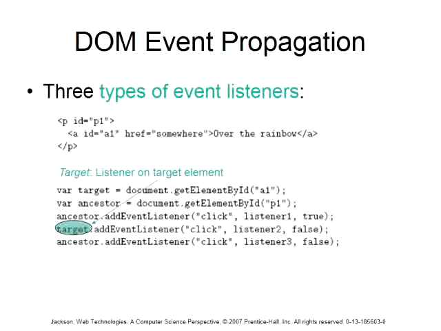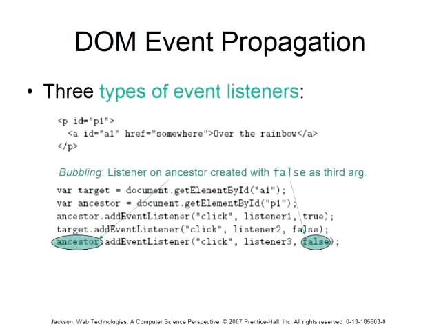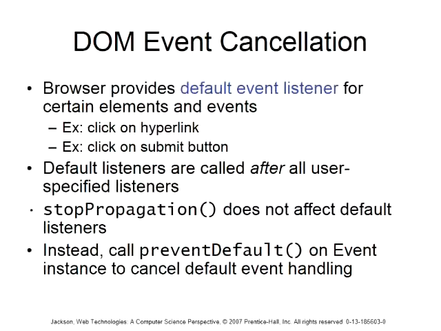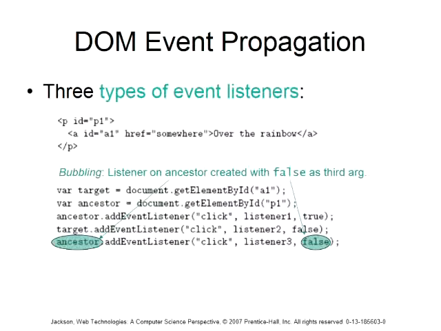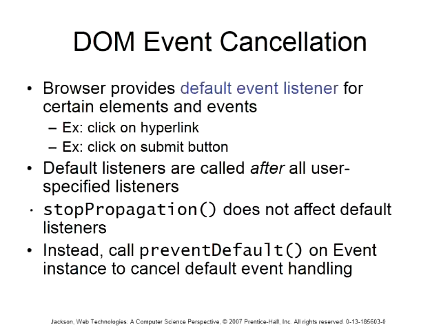The second one is target. So a listener on the target element. The third one is bubbling. So a listener on an ancestor created with false as the third argument. So keep in mind that there are three types of event listener: capturing, target, and bubbling.